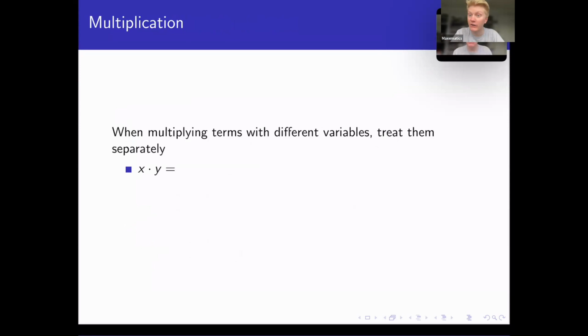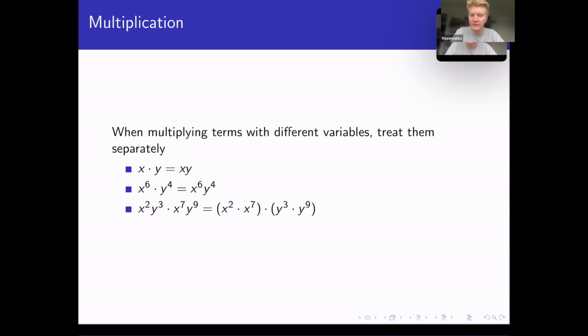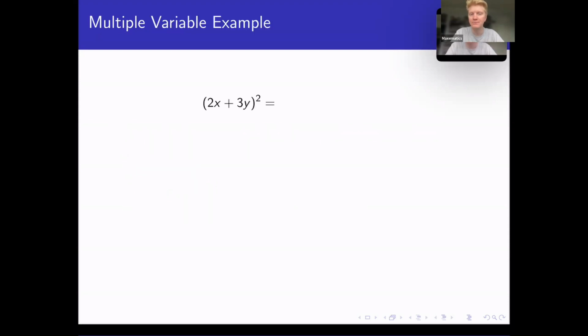So when we're multiplying terms with different variables, we just treat those variables separately, right? Think about when we've been multiplying, 4x times 2x squared. We multiplied the constants together and we multiplied the x's together. And same thing here. We're just going to multiply different variables separately. So x times y is just xy. X to the 6th, y to the 4th is just x to the 6th, y to the 4th. X squared y cubed times x to the 7th, y to the 9th. All this is multiply the x's together, multiply the y's together, and we get that.